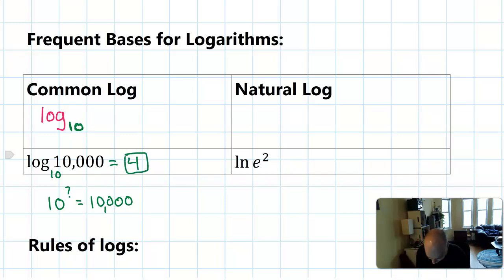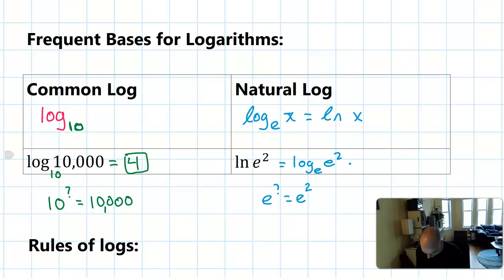Another log you might see is something called the natural log. This is the log with base e. So log base e of x is the same as natural log of x. Whenever you see something like ln of e squared, for example, you can think about this as log base e of e squared. And let's evaluate this. Well, this is saying e, that's the base, to the what equals e squared. So this we can tell must come out to 2 because we have that parallel structure between the exponents when we have the matching base.